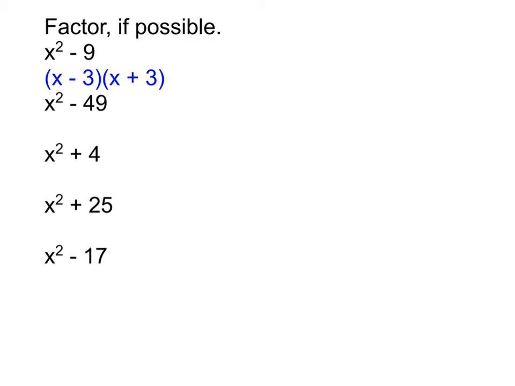All right, looking at the next one then. We are going to try to figure out which two numbers in this case are going to be adding to 0 and multiplying to negative 49. Is there such a combination? Yeah, there is. 7 and negative 7. And so then this is going to be our factored form here.